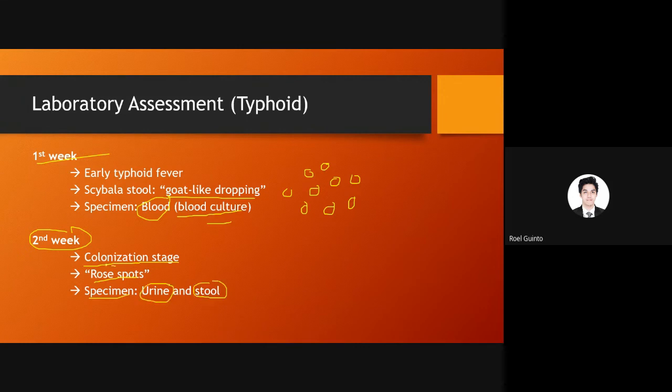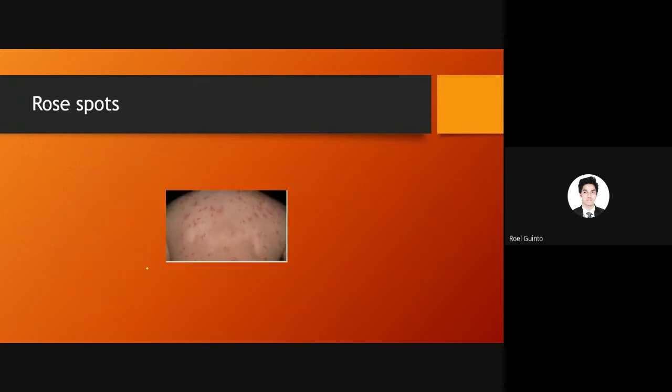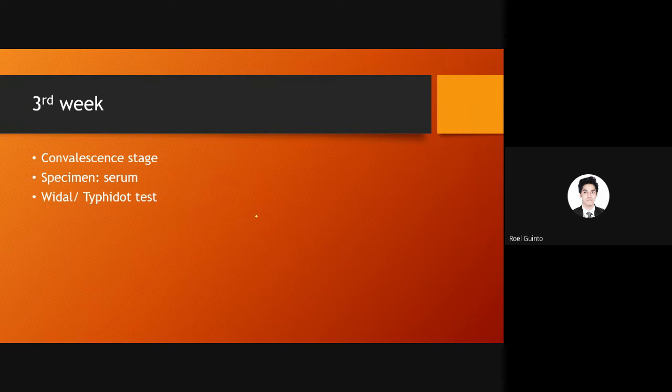So, baka may magtanong, sir, ano yung rose spots? So, this is the example of rose spots. Nagkakaroon ng parang batik-batik si patient sa kanyang body. That's his rose spots. Next, in the third week of infection of typhoid fever, this is the convalescent stage. So the specimen of choice, of course, is serum. And we need to perform Widal or typhoid test.